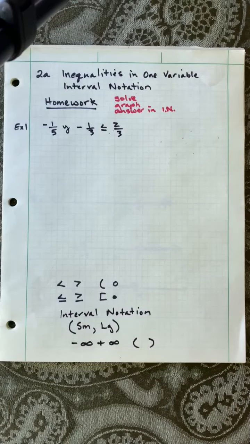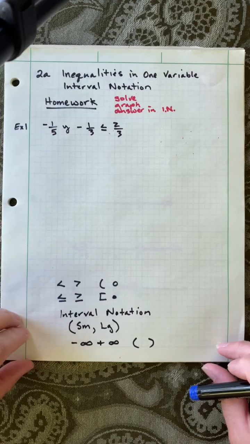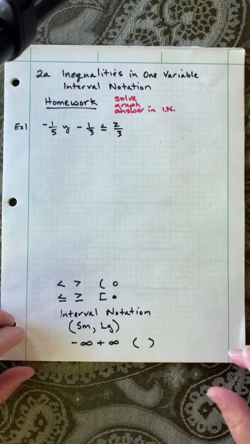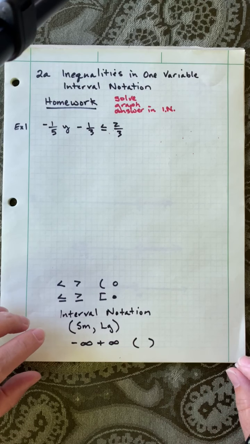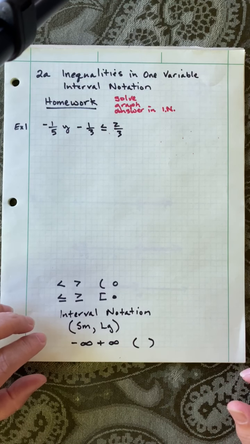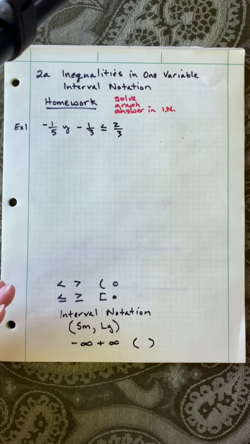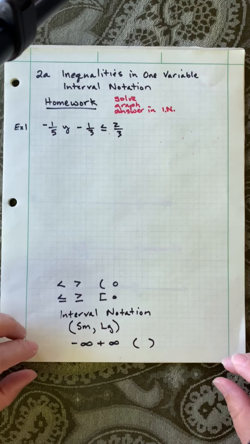Good morning. Today we are going to be working on 2a, which is on inequalities in one variable in interval notation. I'm going to be doing a few homework problems so you can see what I want you to be doing. And I'll go over a few of the concepts a little bit as well. So the first part of the homework, it is going to be saying solve, graph, and then answer to be written in interval notation.